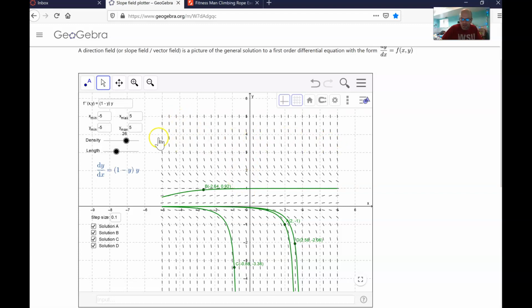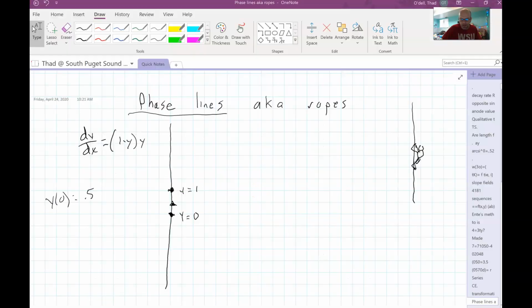All these little lines here have a negative slope, and they're really steep up here and less steep down here. But there isn't a positive slope anywhere. So again, if we go back and look at the equation, that would make sense, because if I plug in a number bigger than 1, then this part is going to be negative, right? As long as y is bigger than 1, this will be negative.